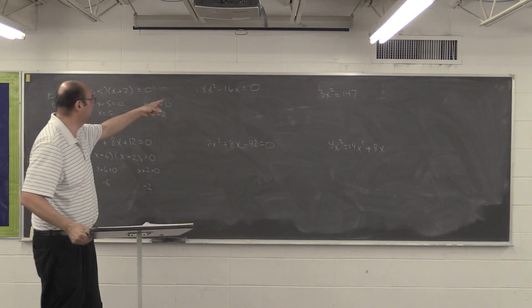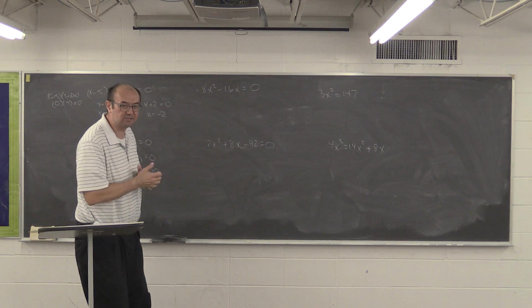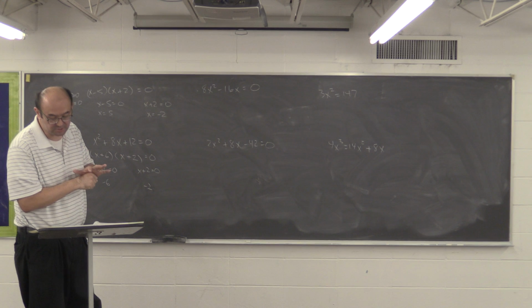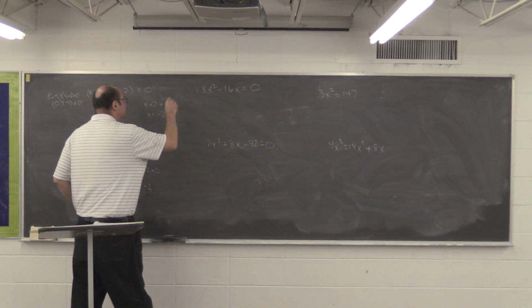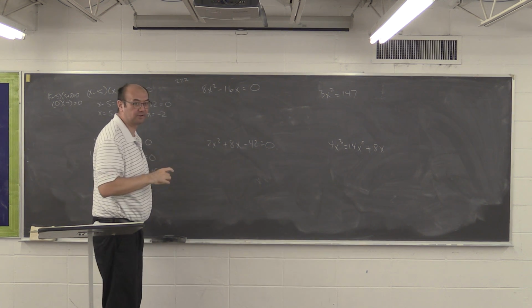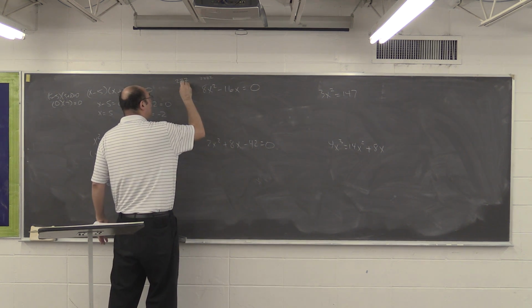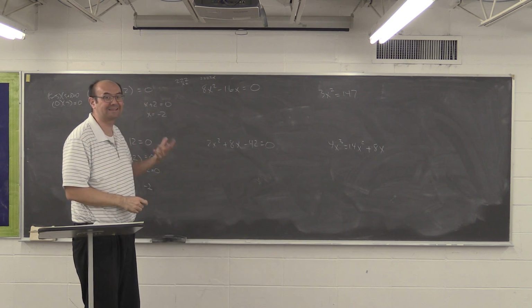Okay? Let's take a look here. 8x squared minus 16x equals 0. The left-hand side can be factored. What we have in this situation is 8 is 2, 2, and 2. Remember our greatest common factor. And 16 is 2, 2, 2, and 2. We have 2 x's here and 1 x here. Okay? Minimums in common.